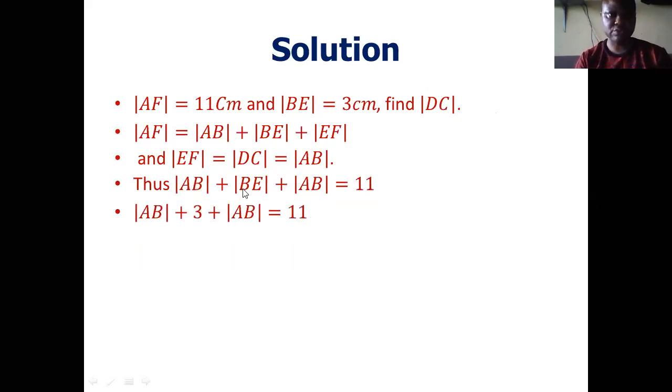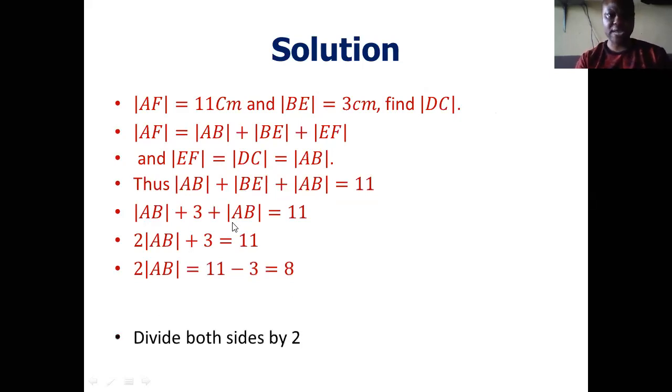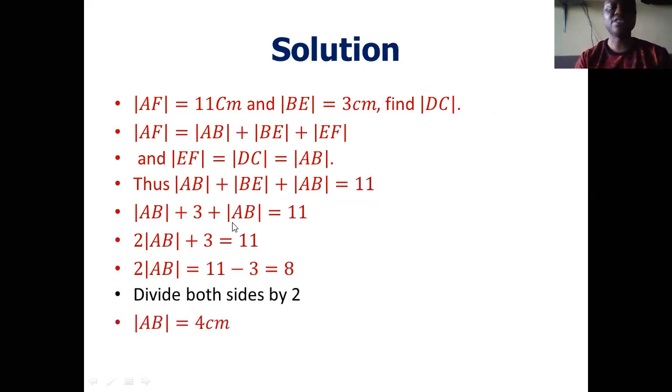BE is 3 centimeters, so we do our substitution. AB plus AB is 2AB. And then we collect like terms. That's 11 minus 3 and divide both sides by 2. When you do that, you have AB to be 4 centimeters and AB is equals to DC. So automatically DC is what? 4 centimeters. So this is the step by step using mathematical statements to prove this. So if you have a question, you can raise up your hand, you can indicate and ask your question.